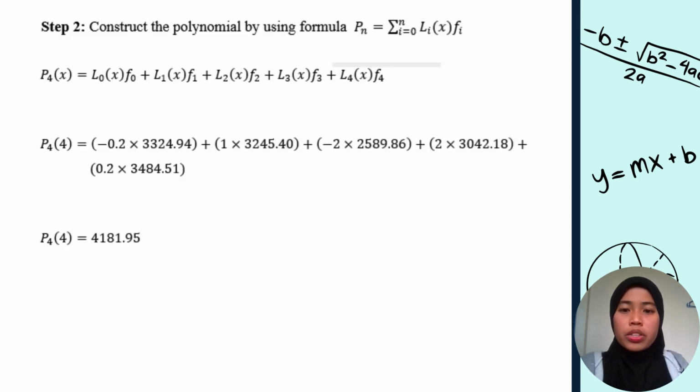The next step is to construct the polynomial by using this formula. Then after the calculation, we get the answer 4181.95. That means the estimation for annual mean precipitation in 2021 using the Lagrange interpolation method is 4181.95 mm.